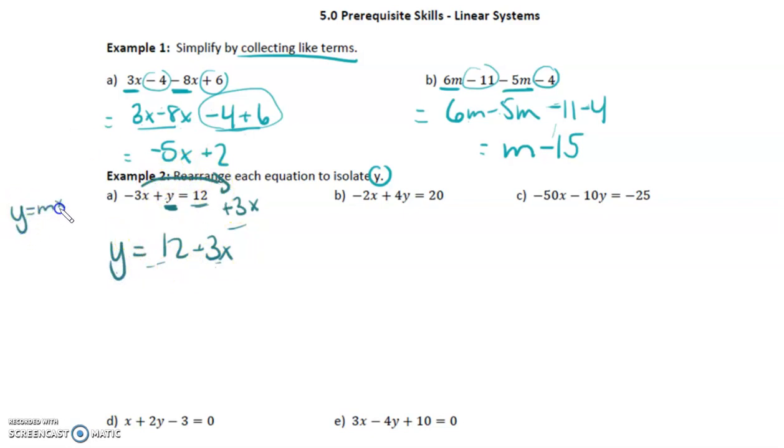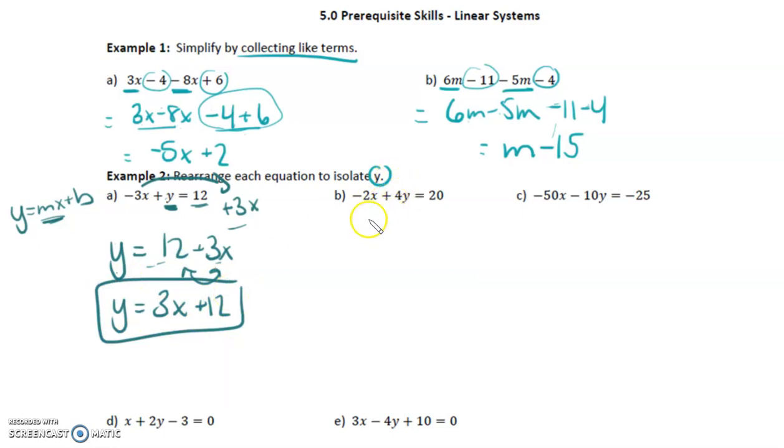But just to get into the habit, when we're looking at y equals mx plus b, we want to put that x value first. So let's just swap these. We're just changing the position, so we don't have to change anything else. So the 3x will go here, and the 12 will go here.